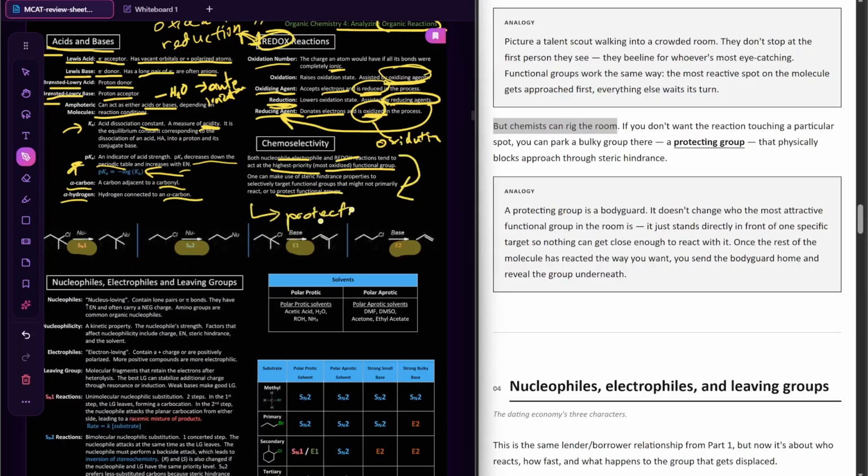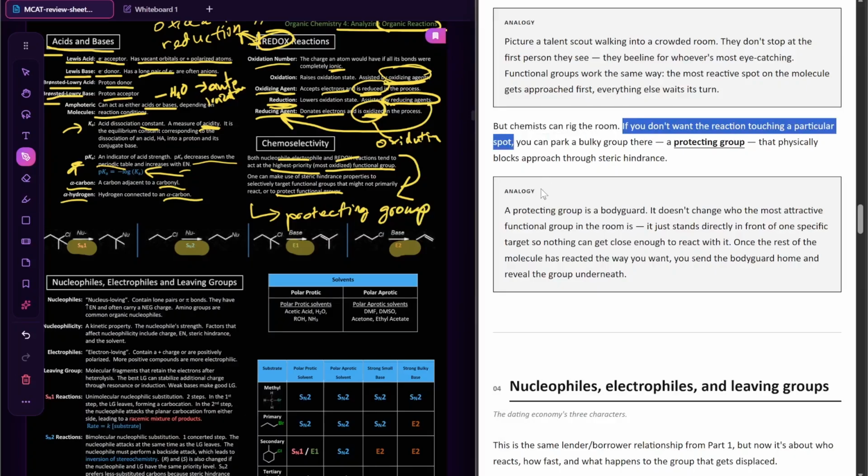Protecting group. Chemists can add a protecting group. And what does a protecting group do? If you don't want a reaction touching a particular spot, because you know that that spot would probably react, you can park a bulky group there called a protecting group that physically blocks the approach through steric hindrance.